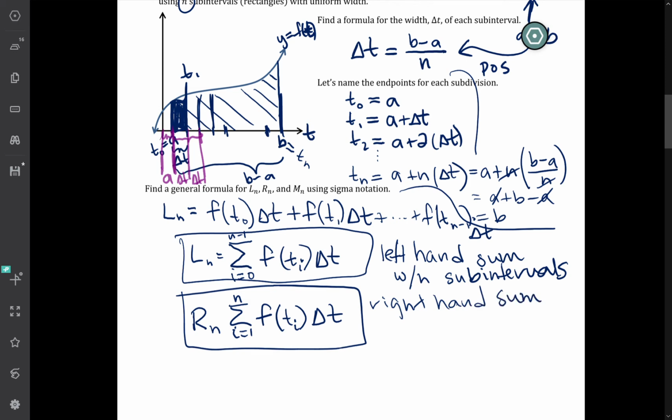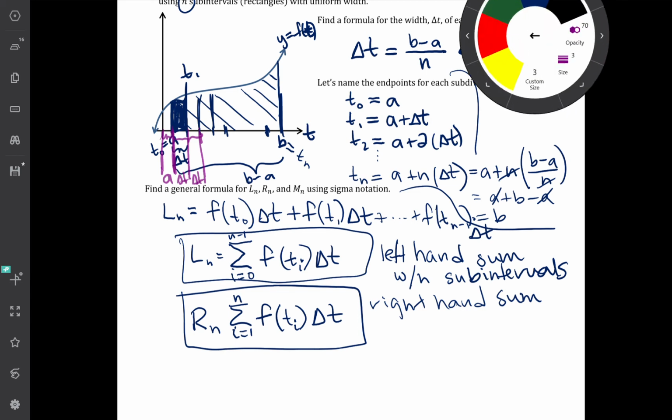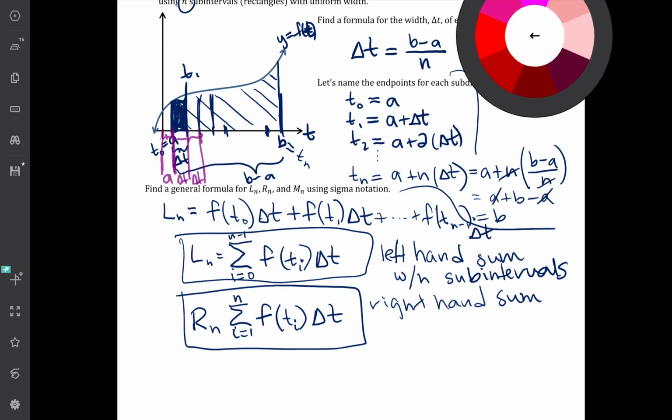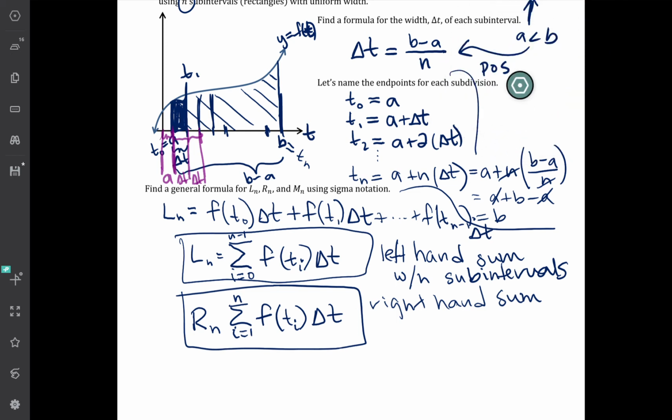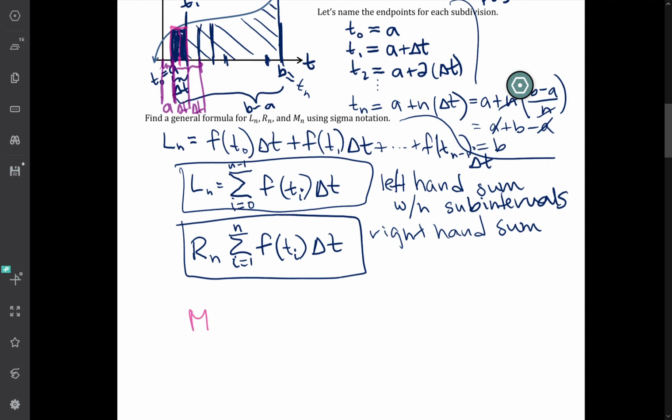Okay, and then the last one is a new one compared to when we were doing over and under estimates. Let's see if I can pick out a color that'll stand out a little bit more. Maybe my pink will stand out. So for this one, we want to plug in the middle x value to get our height. So what we're going to end up doing is still similar. We're going to take a sum of f of something times delta t. The widths are the same. The heights are still determined by the curve, but the something is different.